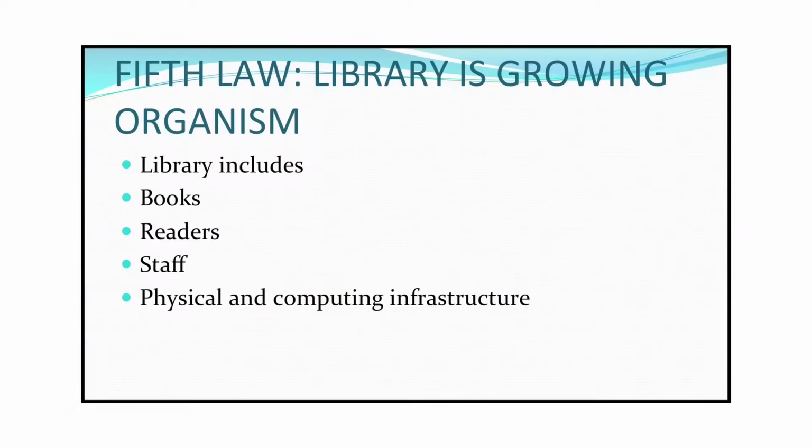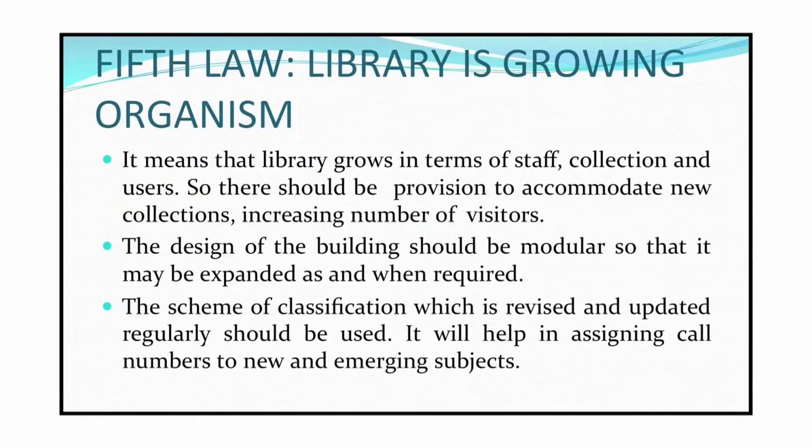Library includes books, readers, staff, physical and computing infrastructure. It means that library grows in terms of staff, collection and users. So there should be provision to accommodate new collections, increasing number of visitors. The design of the building should be modular so that it may be expanded as and when required. The scheme of classification, which is revised and updated regularly, should be used. It will help in assigning call numbers to the new and emerging subjects.